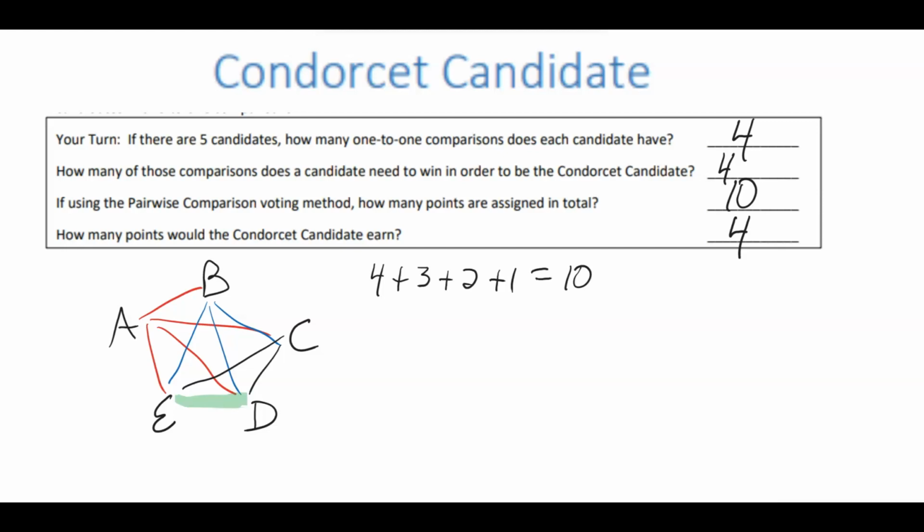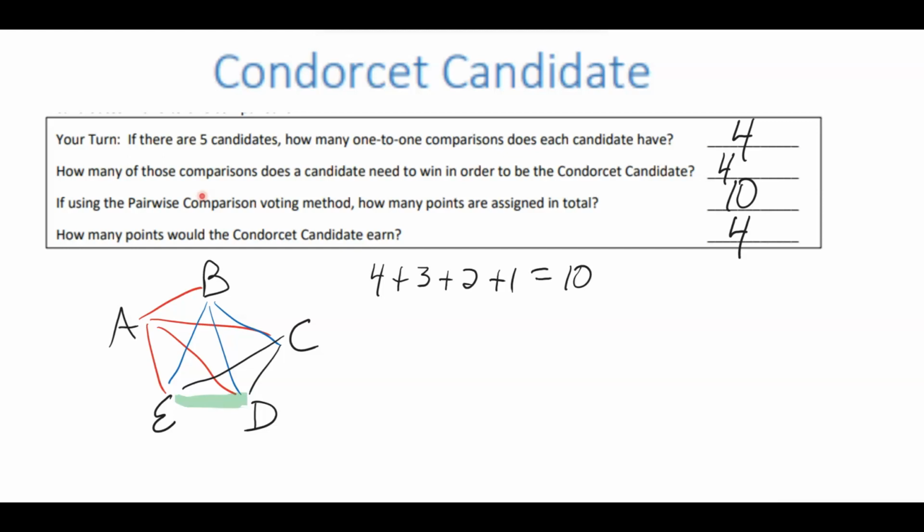And furthermore, if A received 4 points, they beat the other candidates. So none of the other ones could get 4 points because they already lost to A. So the most someone could get is 4 for 5 candidates. If they get 4, they're the Condorcet candidate, and they'll guaranteed win the pairwise comparison method, because the Condorcet candidate always wins the pairwise comparison method.